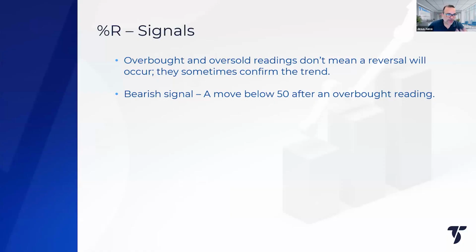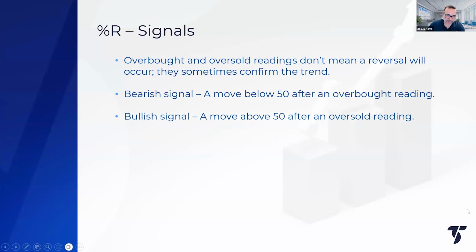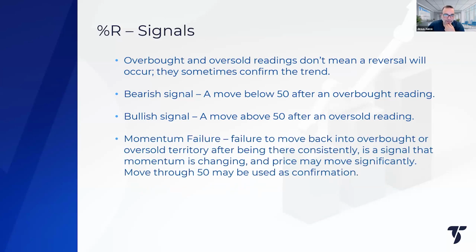So these are ways in which you can interpret the signals, not only of stochastic, but also percent R. Of course, if we have a bearish signal, we have a bullish signal, which is the opposite: a move above 50 in an oversold reading. We are at the bottom, we're oversold, and we're looking for that percent R to go up and cross over 50. Momentum failure, failure to move back into overbought or oversold territory after being there consistently, is a signal that momentum is changing and price may move significantly. A move through 50 may be used as confirmation.